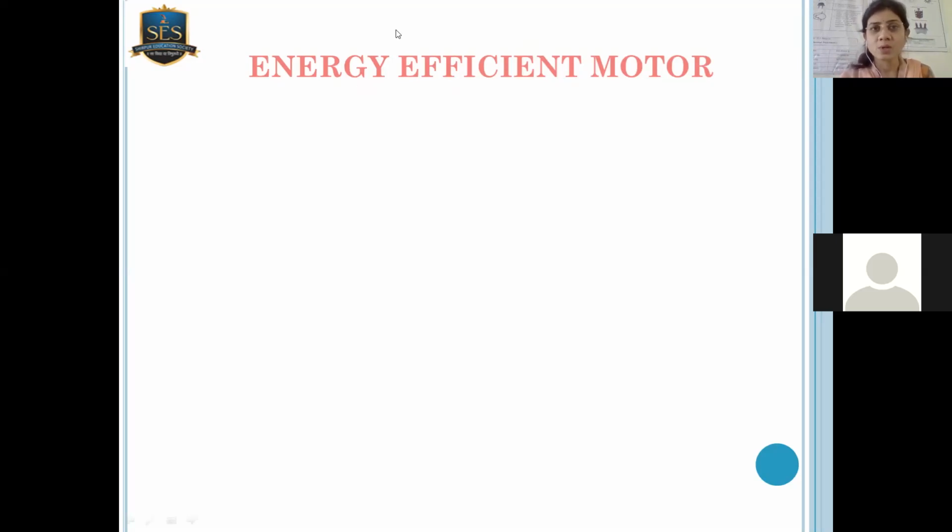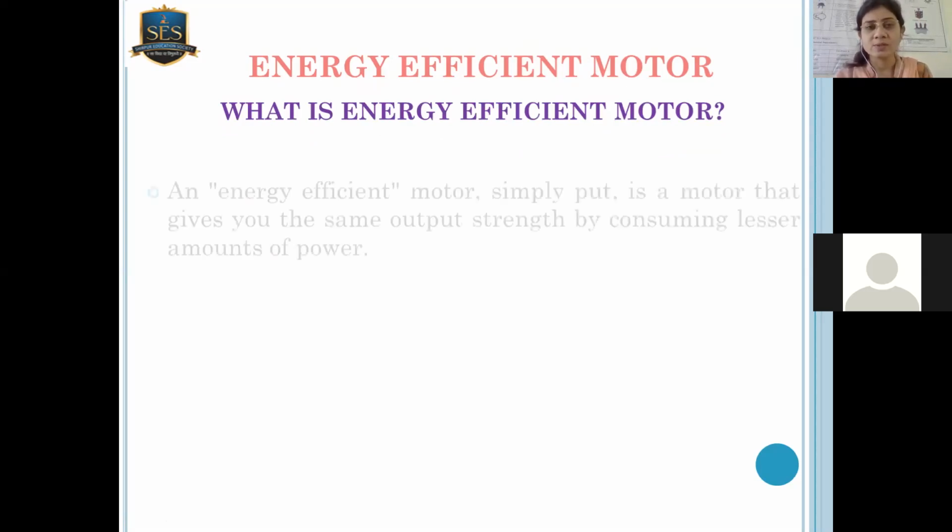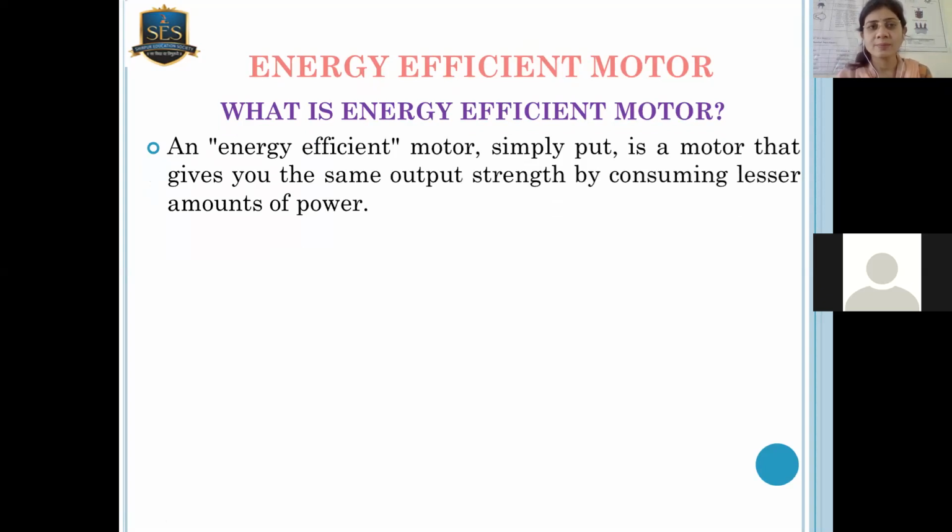Okay, so first, what is the meaning of energy efficient motor? Which type of motor can we say is the energy efficient motor? So an energy efficient motor is simply the motor which gives less consumption of energy, or which consumes less energy while operating or in running condition. Okay, so that motor we can simply say is the energy efficient motor.